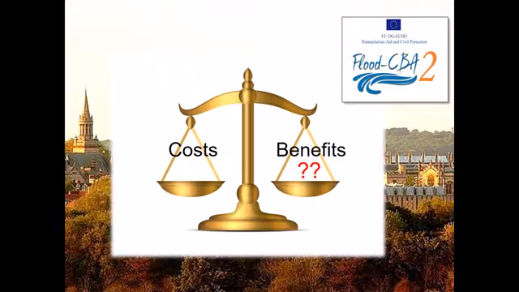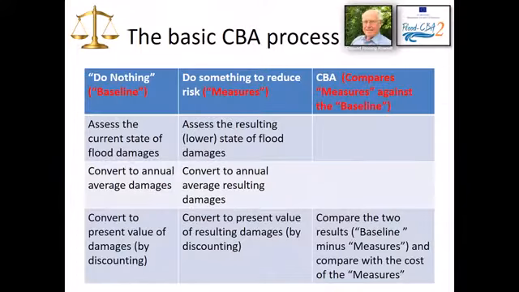But we have to identify those benefits in order to compare them with the costs, in order to isolate and develop efficient and effective flood risk reduction measures. In the previous tutorial, we saw this table describing how we compare the do nothing and the do something measures to assess their efficiency using cost-benefit analysis, converting the damages that we observe to annual averages and converting those to present values by discounting.